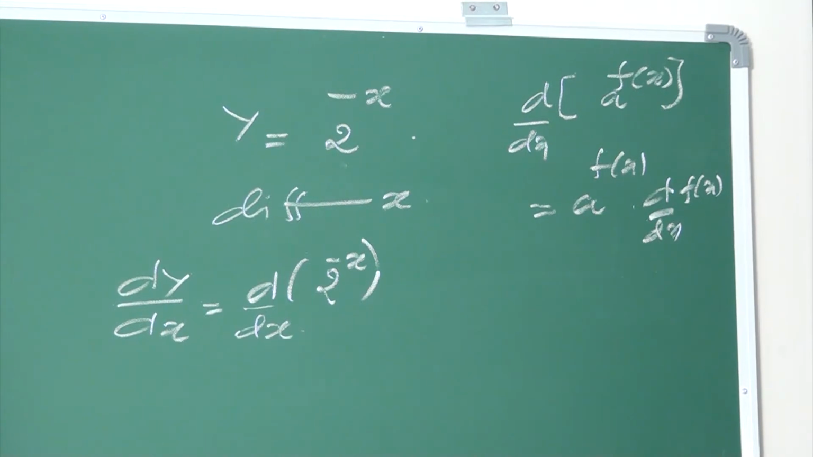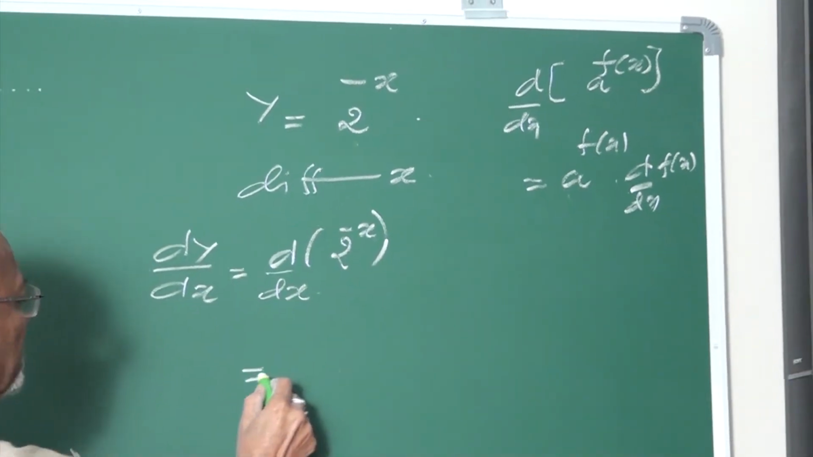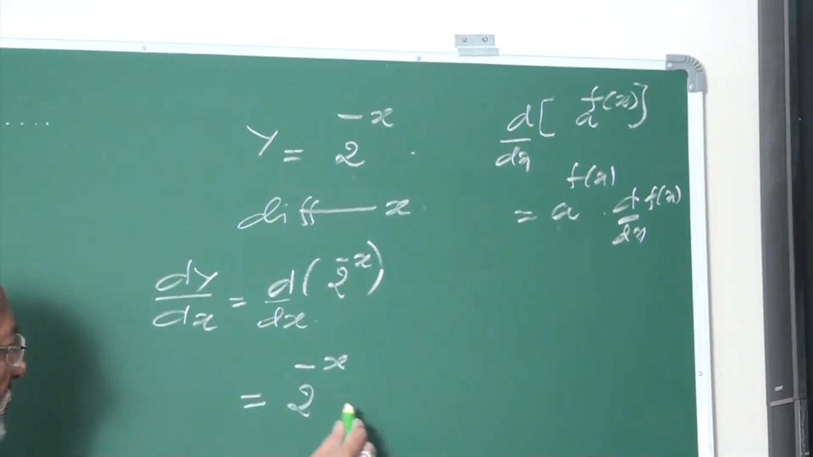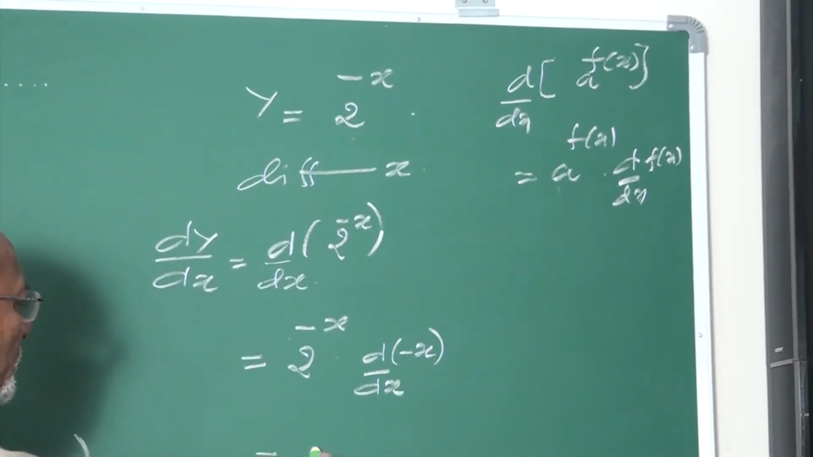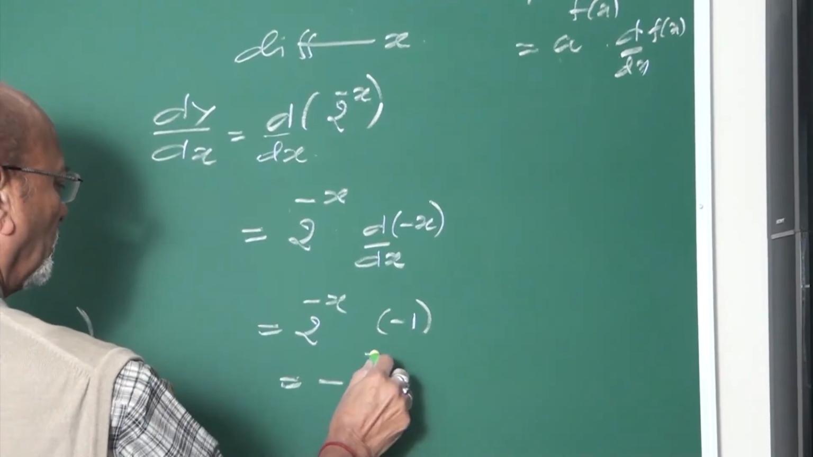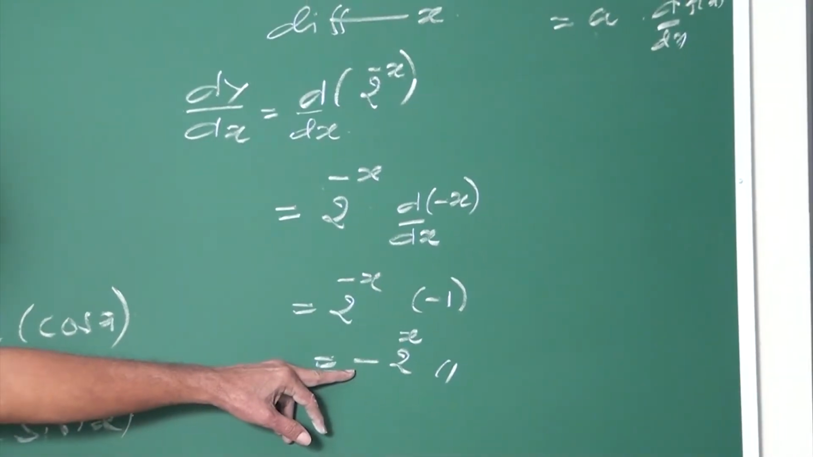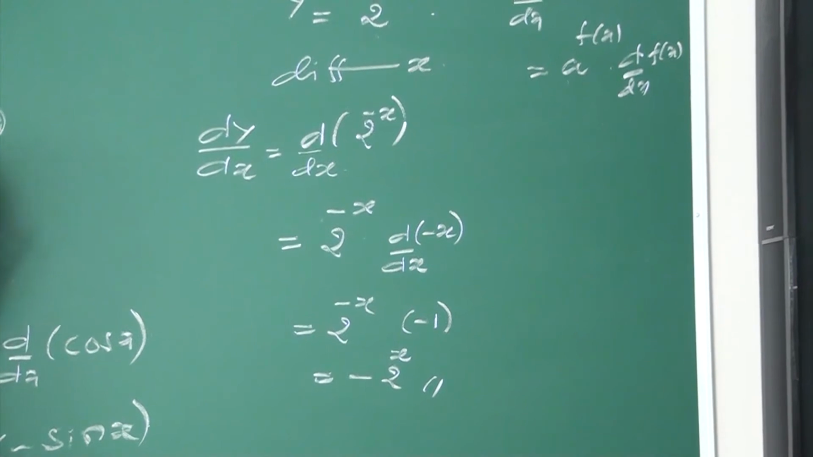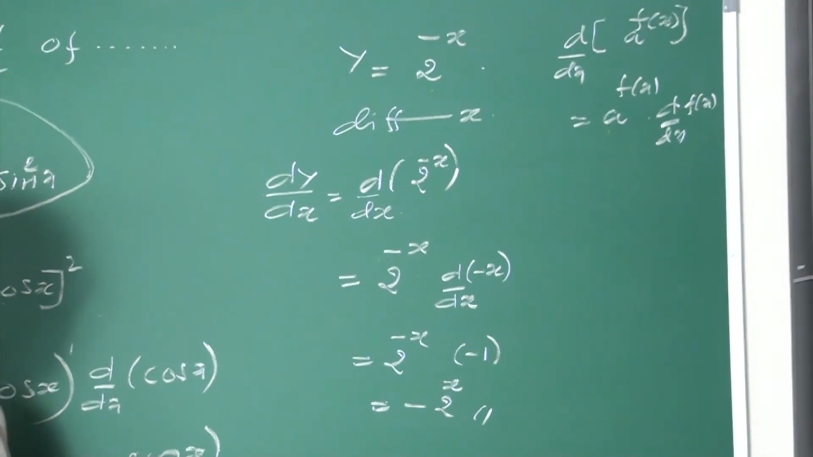A to the power f(x) as it is, 2 to the power minus x as it is. Look at the power. Is it x? No. You have to write its derivative. What is the derivative of minus x? Minus 1. So it is 2 to the power minus x into minus 1, which is minus 2 to the power minus x. I have written all the steps. If you are smart in applying the formula, you can do it quickly.